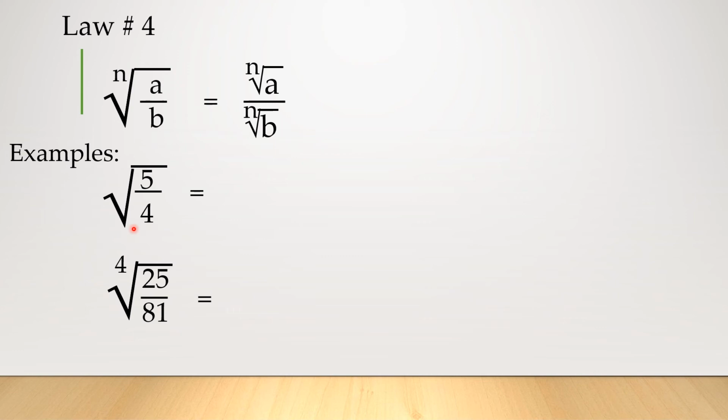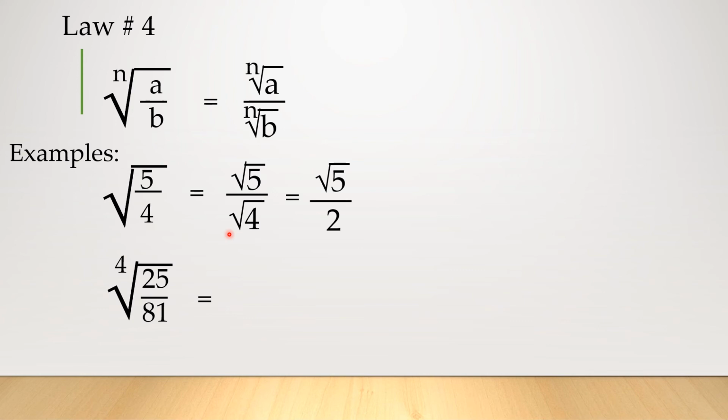So let's have an example. If we have the square root of 5 over 4, I can rewrite that as the square root of 5 divided by the square root of 4. And then I can simplify the numerator, and also I can simplify the denominator. Now, in the numerator, the square root of 5 is not a perfect square, which means this is already in simplest form. So I'm just going to copy that one, square root of 5. But 4 is a perfect square, and the square root of 4 is 2. So I can simplify that. So the answer is square root of 5 over 2.